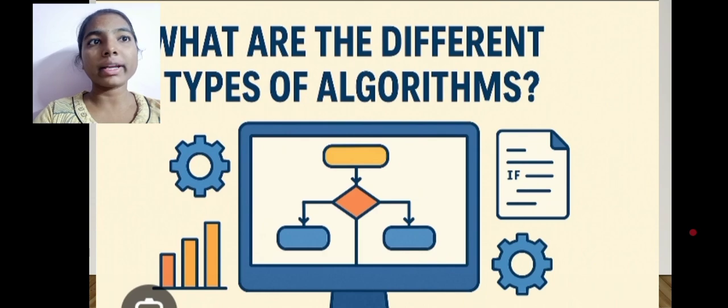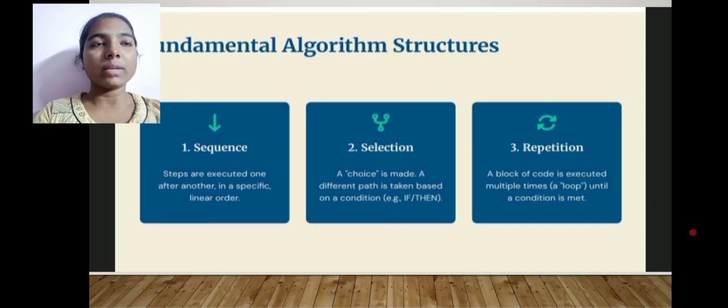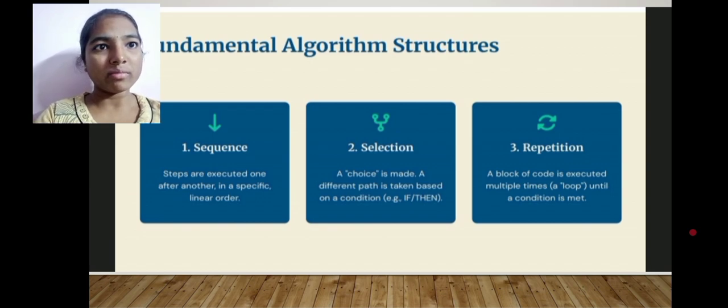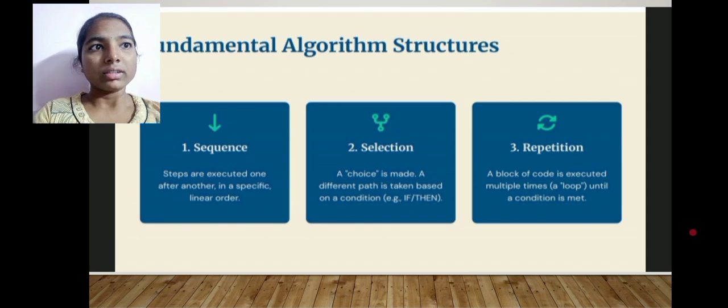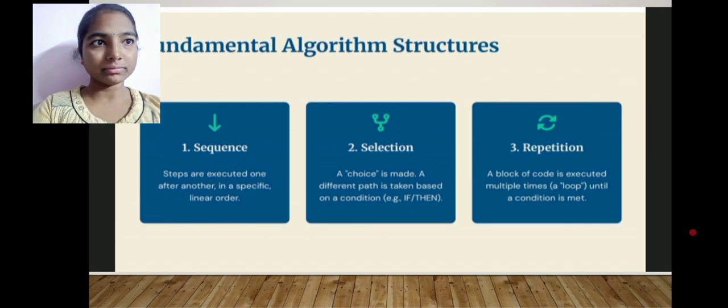So, what are the different types of algorithm? There are three fundamental algorithm structures, that is sequence, selection, and repetition. First, sequence: steps are executed one after another in a specific linear order. Second, selection means a choice is made, a different path is taken based on the condition. Third, repetition: a block of code is executed multiple times until a condition is met.